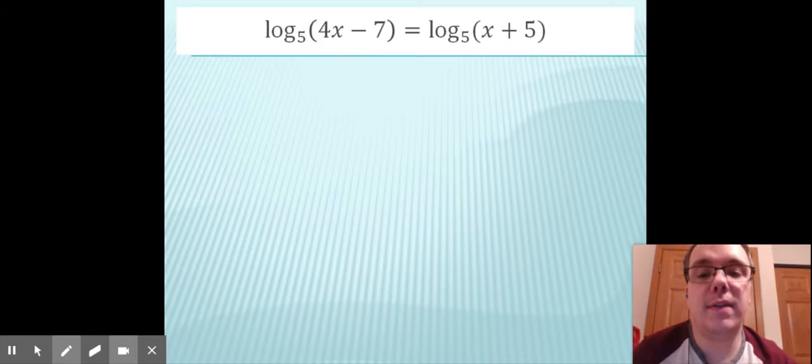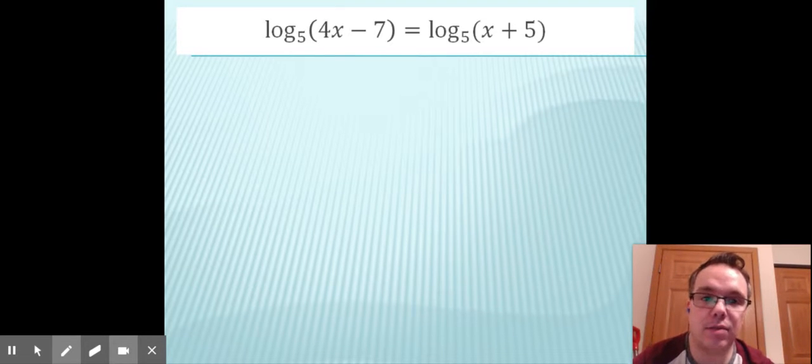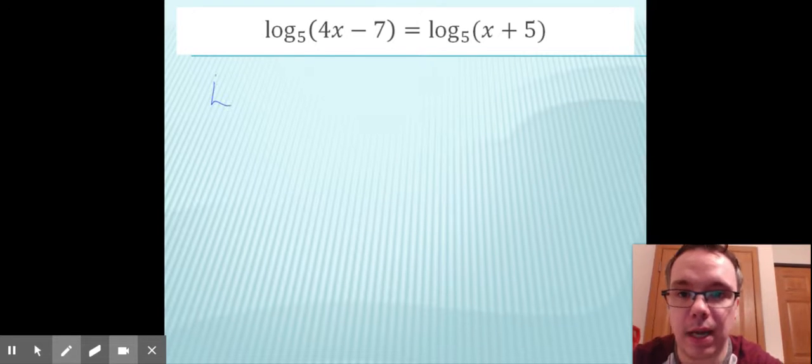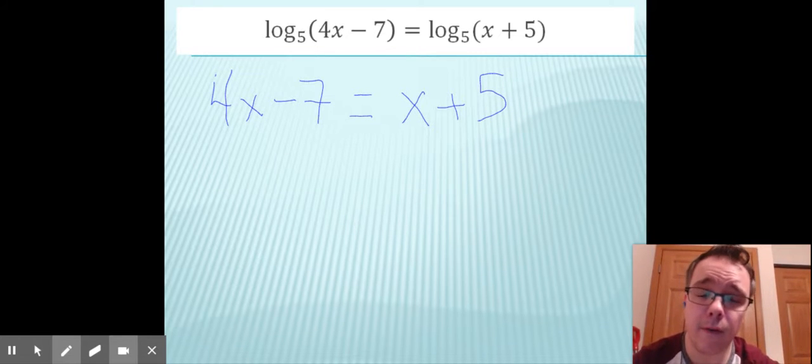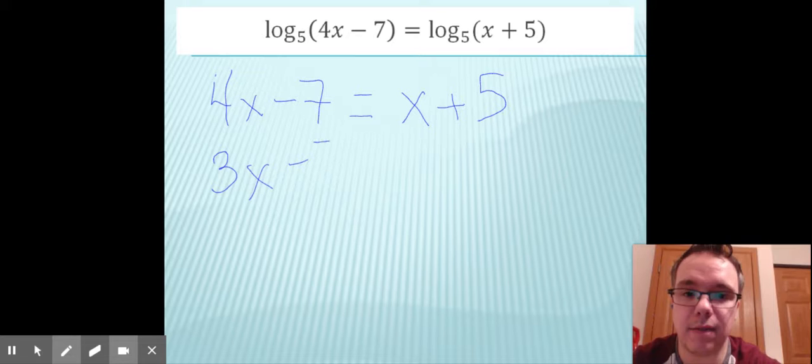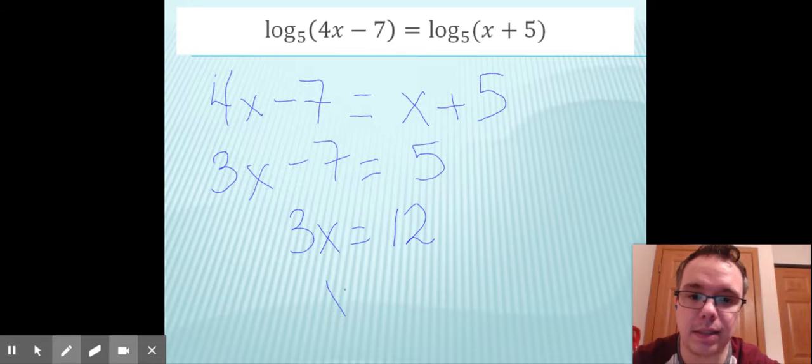All right. So if we have log base 5 of 4x minus 7 equal to log base 5 of x plus 5, because we have a log base 5 equal to a log base 5, we can drop the logs, and we would just have 4x minus 7 is equal to x plus 5. And then we just have to use our algebra skills to solve for x. So I'm going to subtract x from both sides, leaving me with 3x minus 7 equals 5. Add 7 to both sides, so I have 3x equals 12, and divide by 3 to get x equal to 4.